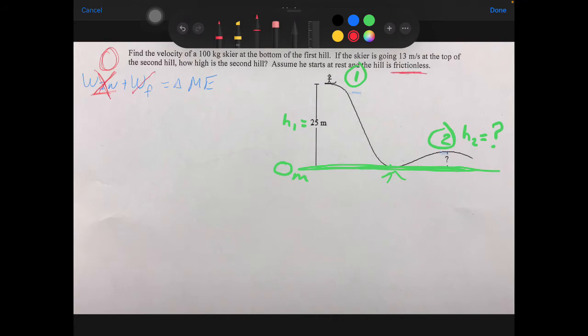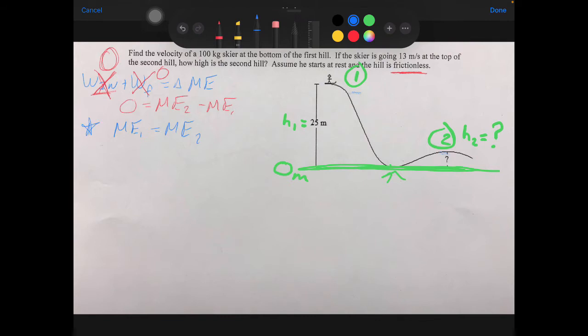And the fact that it says frictionless, we also have this idea that there is no work being done by friction. So we could say 0 is equal to ME2 minus ME1, because that's what delta ME stands for. It's the change in mechanical energy, ME2 minus ME1. Now, a little quick math and switching the terms around, we can say that ME1 is equal to ME2.